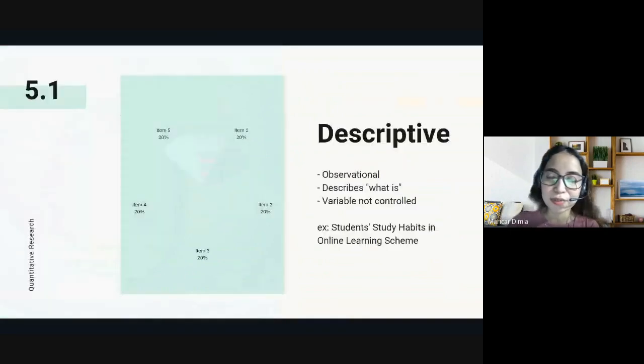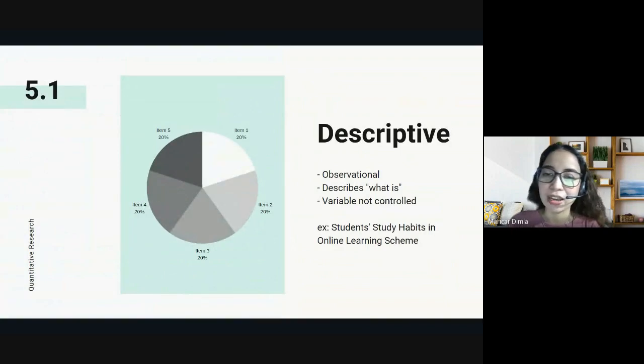Okay? So now we have the first kind of quantitative research. We have the descriptive. From the word itself, you just have to describe. There's no need for the comparison, finding the similarities and the like. You just simply have to describe. And to be able to describe, you need to observe definitely. So in describing, you are just answering the question what, okay? And the variable here is not being controlled. Okay? Let's have an example.